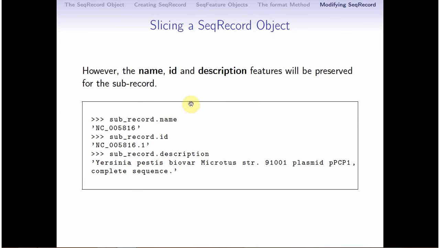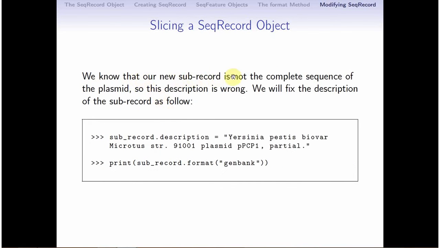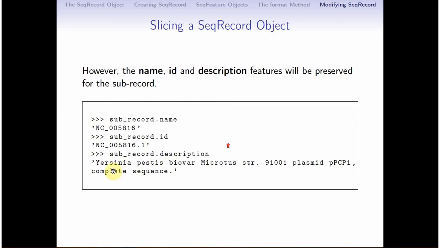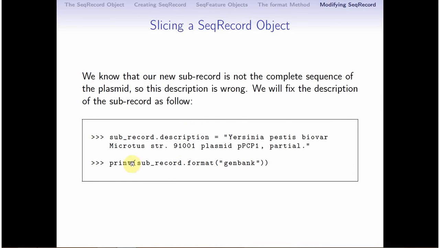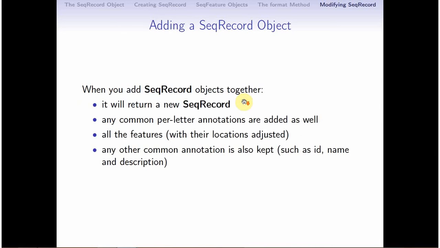So if I want to change, I can change it also. So just rewrite the name as follows. The description I change to partial, don't change to complete sequence. So you can format it into a GenBank file. If you want to add sequence records, you can do that too. You return a new sequence record, and any common per-letter annotation will be added as well. All features, with their locations adjusted, will be preserved as well. Any other common annotation will also be kept. So usually they will preserve a lot of stuff.